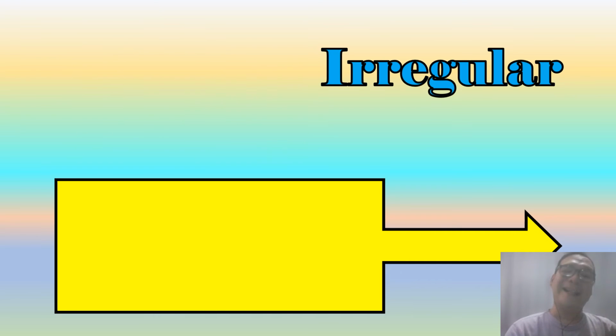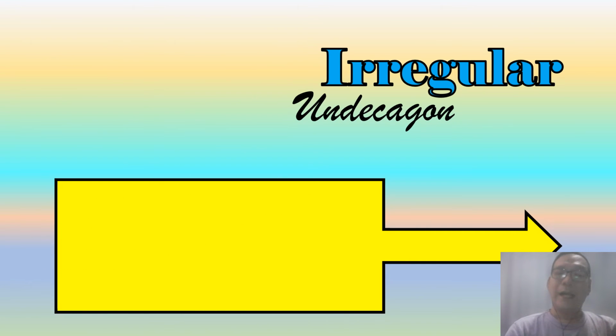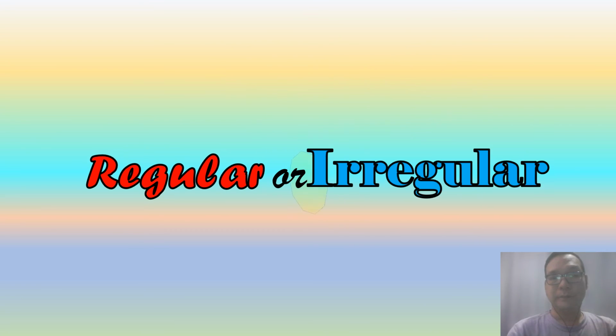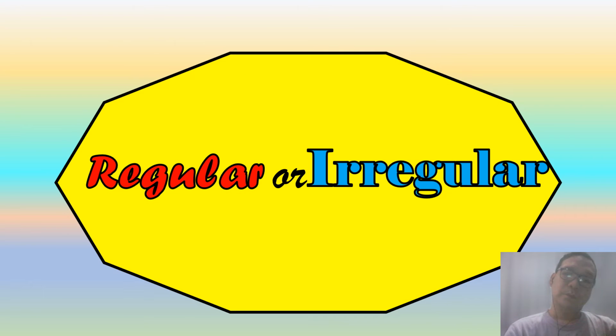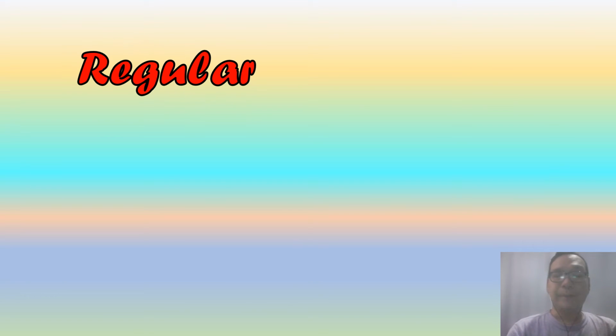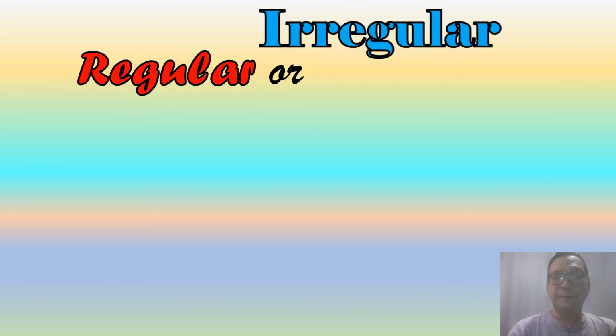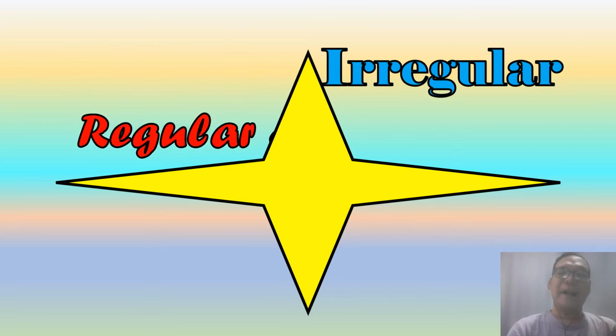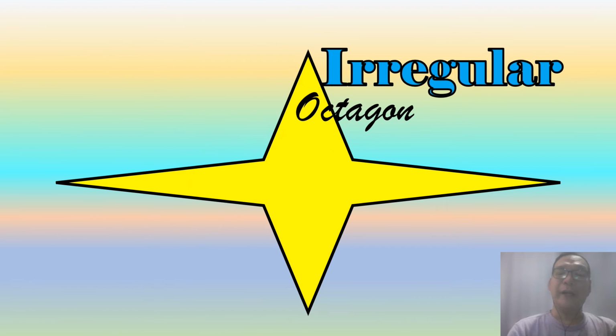Correct. This is an irregular undecagon. Is this regular or irregular? Very good. This one is a regular decagon. Next polygon. Very good. This one is an irregular octagon.